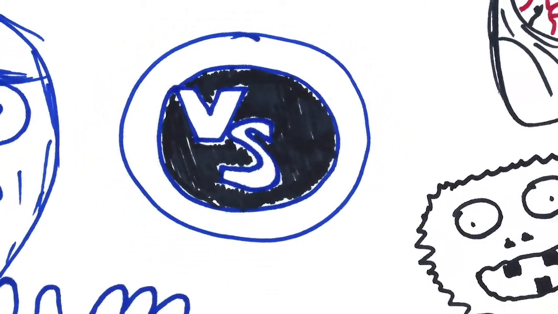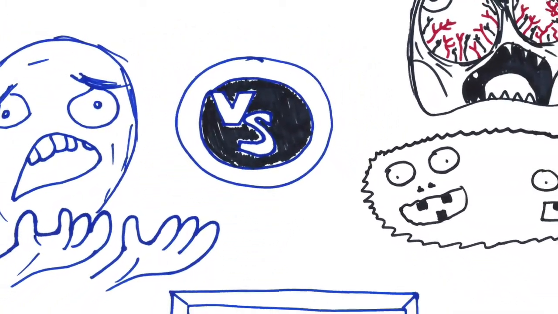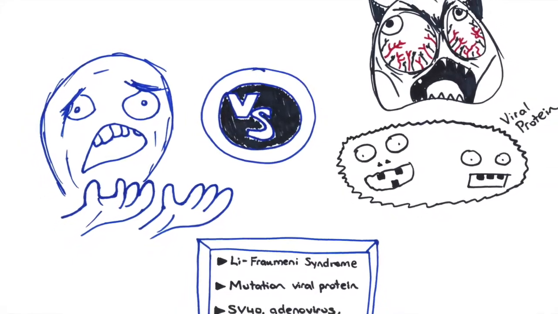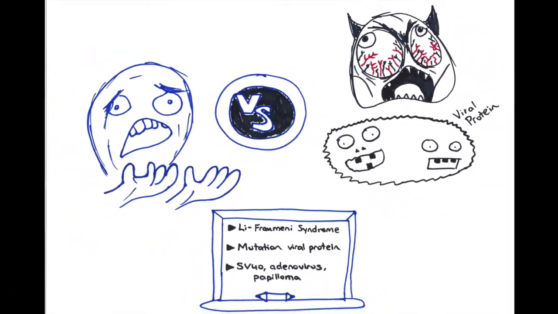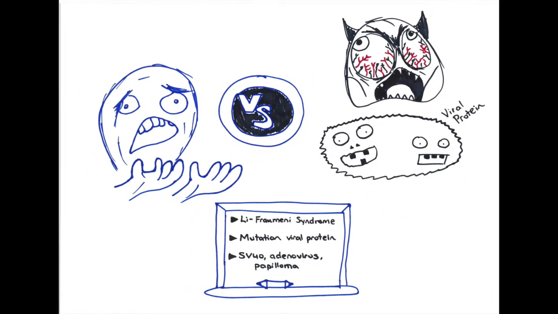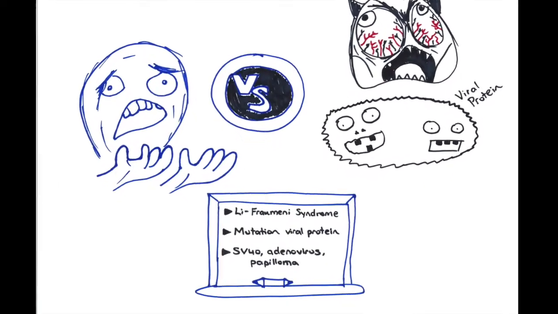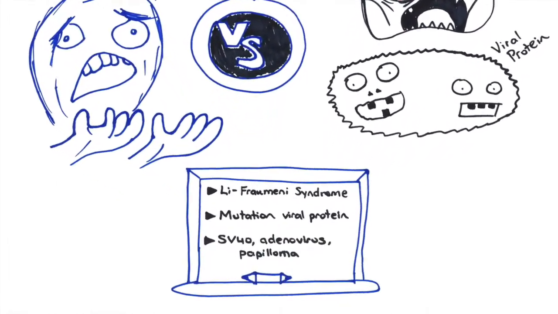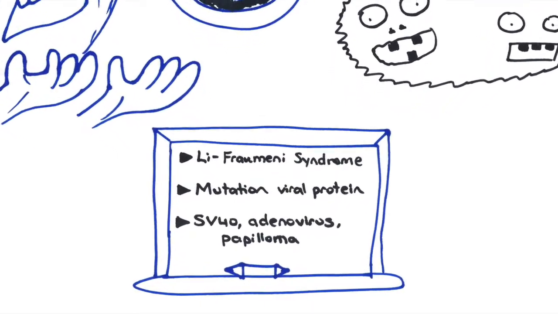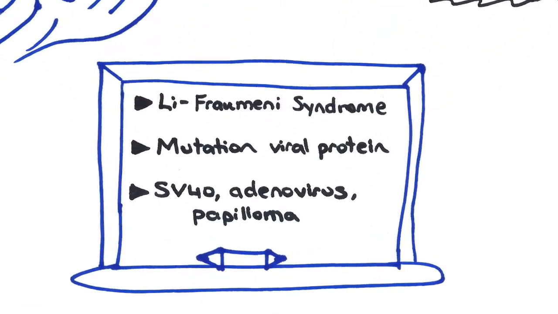TP53 is the most common gene mutated in cancers. TP53 germline mutations have a higher cancer risk of Li-Fraumeni syndrome, which increases an individual's risk of developing multiple cancers and multiple tumors. Besides just mutations of the TP53 gene, it may also be inactivated by binding to viral proteins such as simian vacuolating virus 40, adenoviruses, and human papillomavirus.